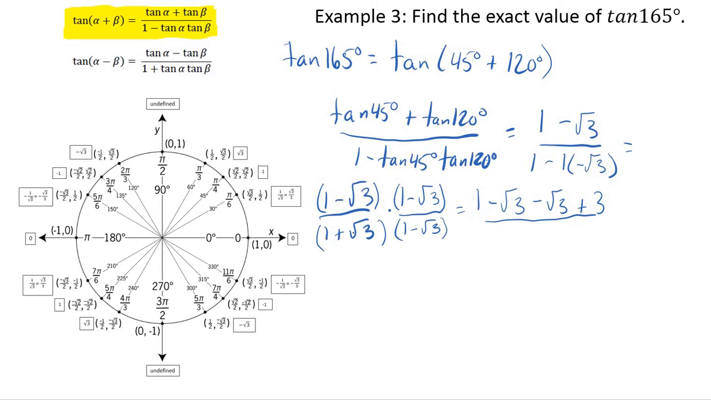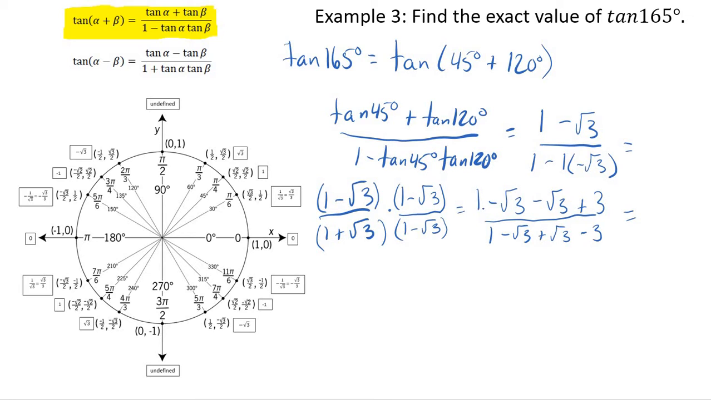And then on the bottom, we're going to get 1 times 1 is 1. Now 1 times negative root 3, so I'll go ahead and show it here, minus root 3. Root 3 times 1 is plus root 3. Notice those are going to cancel. That's what the conjugate does for us. It's going to get rid of those radicals. And then root 3 times negative root 3 is going to be minus 3.